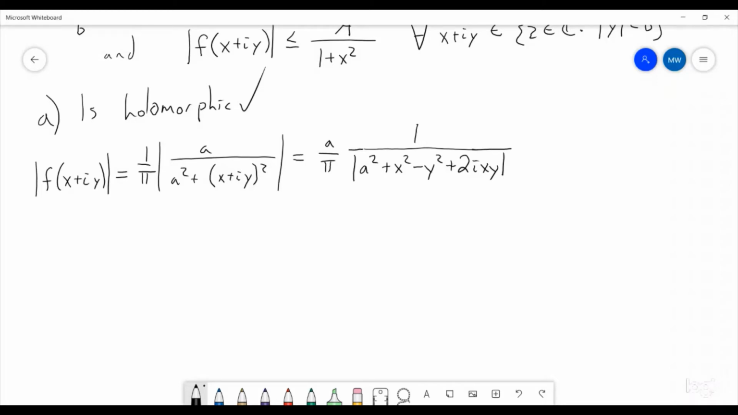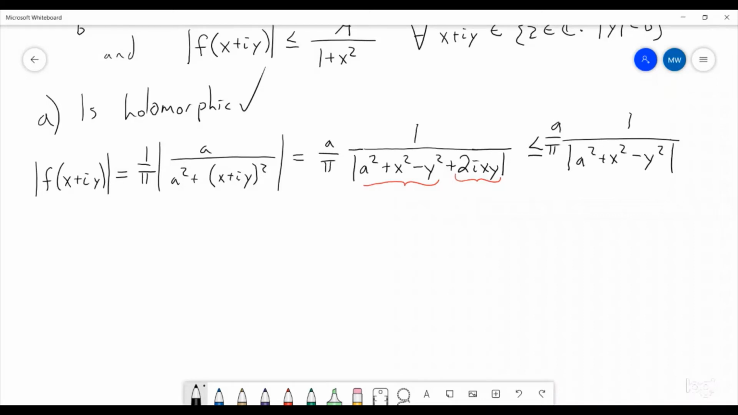And now here's going to be the tricky thing. We need to somehow get this to both drop the y and somehow get just a 1 plus x squared on the bottom. So we're going to say that this is less than or equal to the following. Notice that everything here is real, and this piece is imaginary. So if we drop the imaginary piece, the modulus is only going to be getting smaller, and since it's in the denominator, that's making this bigger. So we get a over pi times 1 over the absolute value of a squared plus x squared minus y squared.